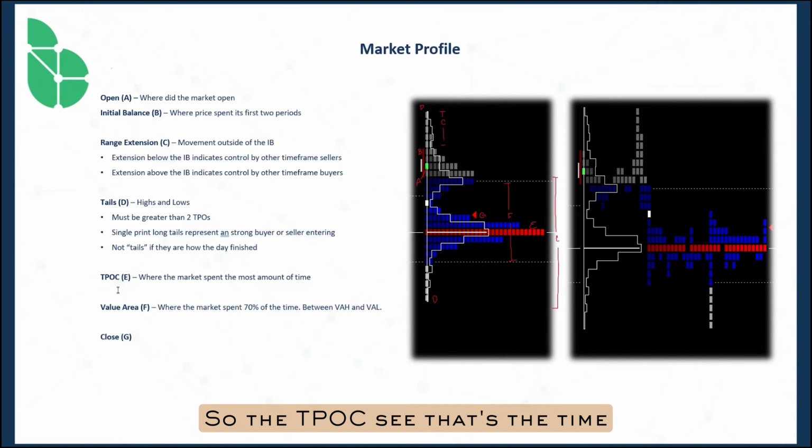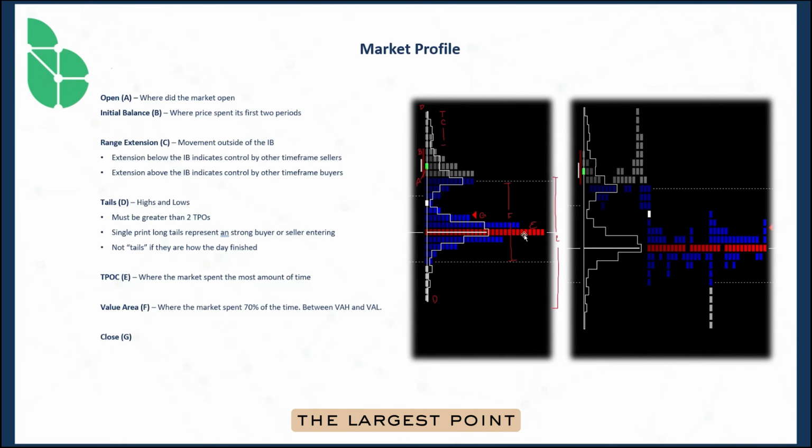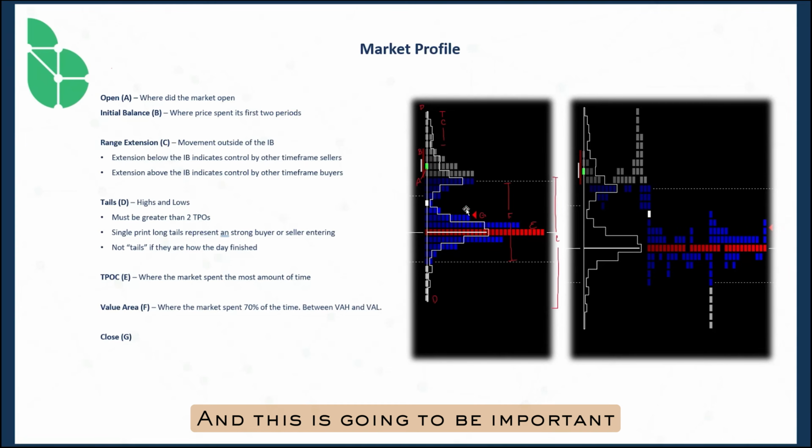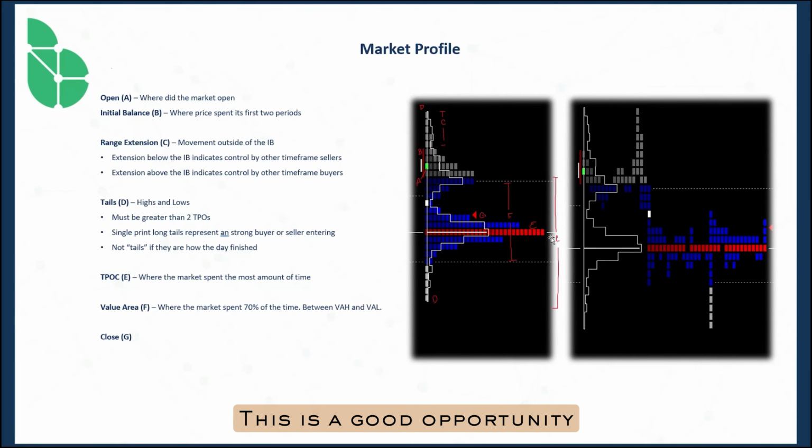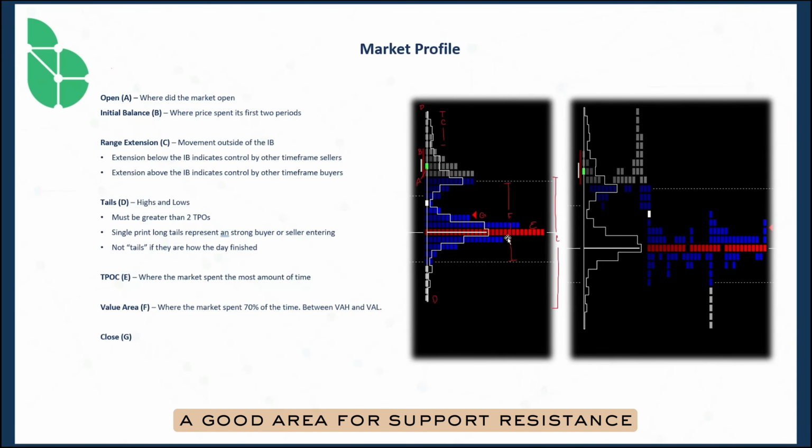All right, so the TPOC, that's the time price opportunity point of control. So where we spent the most amount of time, and I have mine indicated by red, but it's going to be the largest node within this distribution. And this is going to be important because it's the same as it would be with the volume profile. This is a good opportunity to take profits into, which represents a good area for support and resistance.